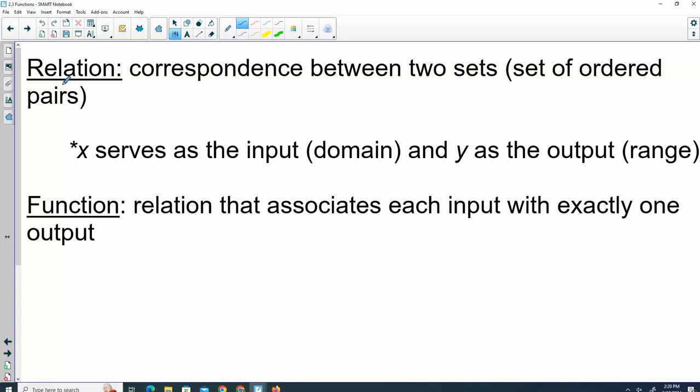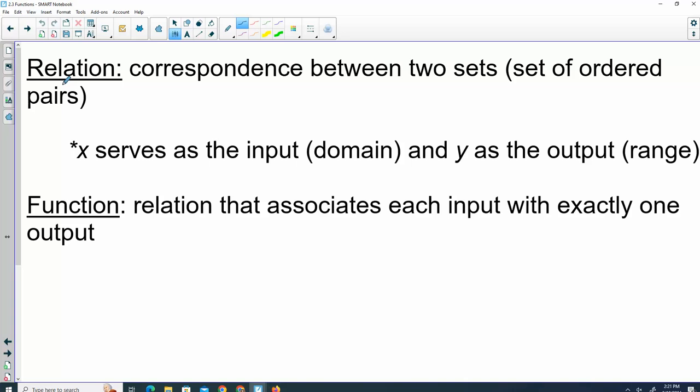So in the past, probably Algebra 1, Algebra 2, you've talked about the difference between functions and relations. A relation is just any relationship between two sets, any correspondence. Typically, we're looking at sets of ordered pairs. So you have an input, you have an output. If we're talking about equations, we call those x's and y's. So your x is your input, your y is your output.